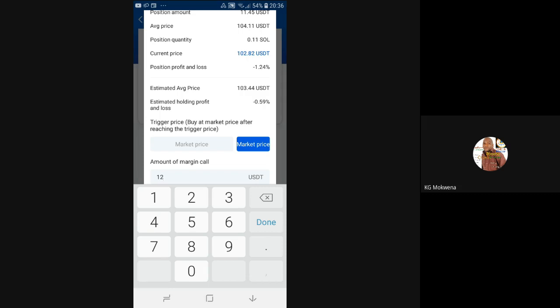So now what does that mean? It means because you are putting more money into this, a new average price is going to be achieved, and that average price will be closer to the market price. All right.